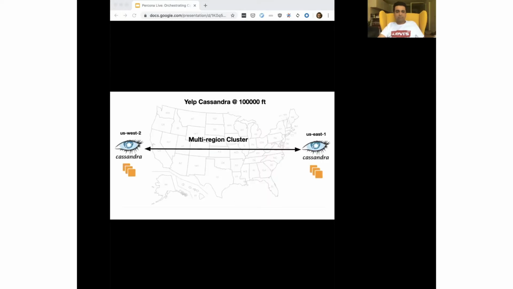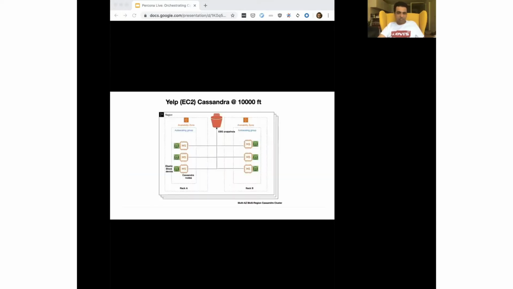And now, if you zoom into one of the regions from 100,000 feet to 1,000 feet, you can see something like this. Now, what is this? What you see here is the AWS region with two availability zones, and 6 nodes of the same cluster are spread across the availability zones in a round-robin fashion. They're also attached to elastic block devices. They do EBS snapshots. So this is how it looks with EC2 for a multi-AZ multi-region Cassandra cluster.